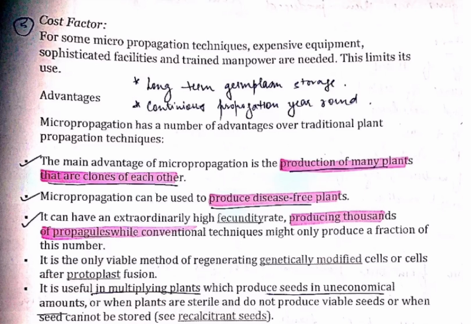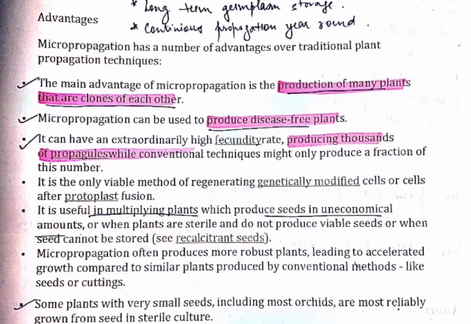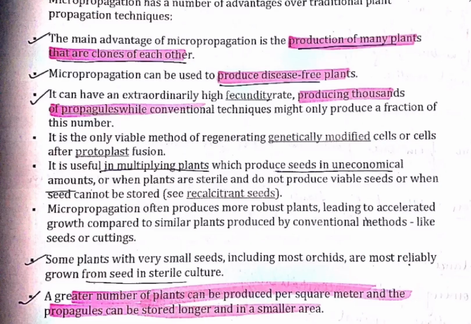Now the advantages of micropropagation are as follows. Whatever we studied in applications can also be stated as advantages, like they are used to produce many plants, they can be used to produce disease-free plants, they can be used to produce thousands of propagules, they are helpful in multiplying plants, and many more I have mentioned in my notes and highlighted them. You can use any 4 to 5 of them.